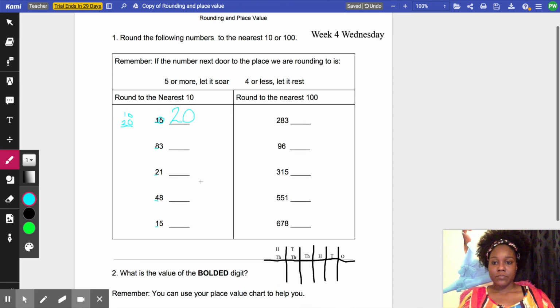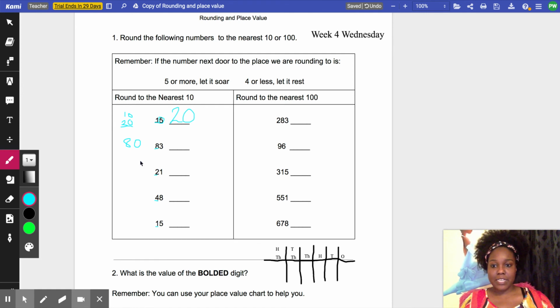Moving on to 83. I underlined the 8. That means this can either be 80, my closest 10 is 80, or the next 10 up. Think about if you're counting by tens. 10, 20, 30, 40, 50, 60, 70, 80, 90 is 90. I circle my number next door. My number next door is a 3. 4 or less, let it rest. That means I'm not going to go to 90. I'm going to leave it at 80.